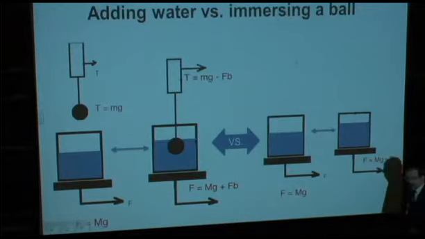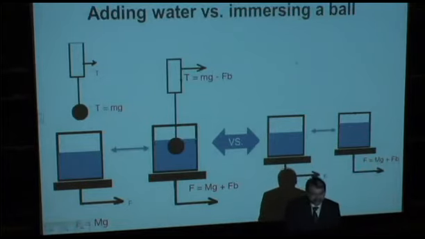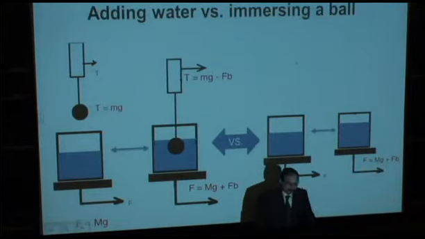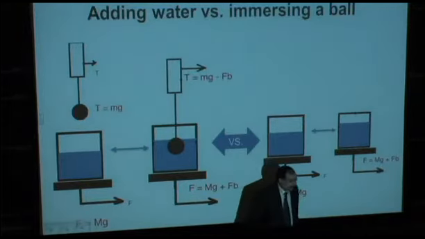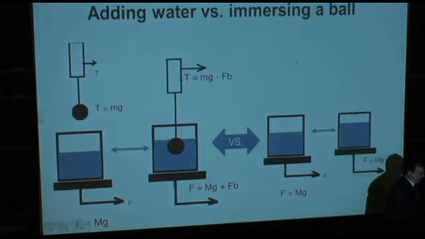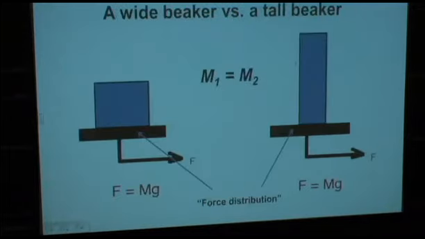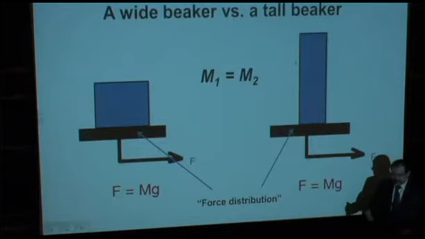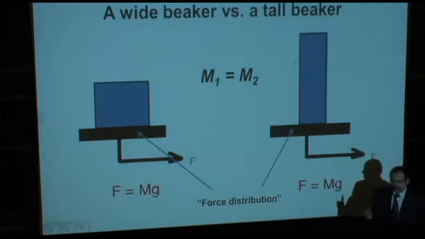You saw what was happening when I was pouring water into this beaker. The scale reading, of course, was increasing. More mass, more force of gravity. So the question is, if I have exactly the same amount of water, but I use two different beakers, one is wide, second is narrow, does it make any difference?